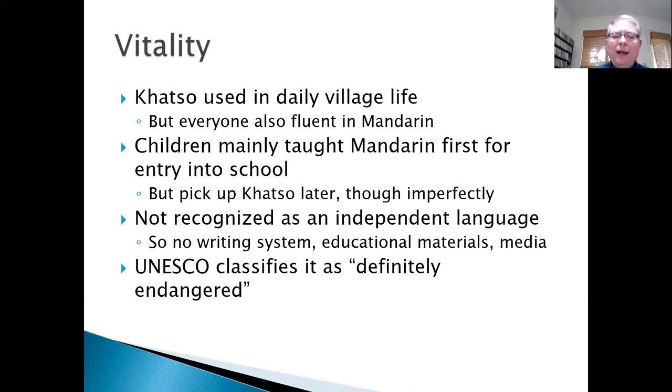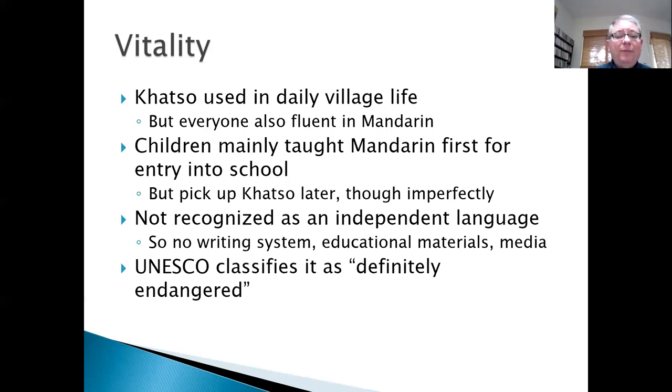Because the language is not recognized as one of the official minority languages in the nation, it does not get any resources to help protect or preserve it. So there's still no writing system for the language. It's not used in school at all, so there are no educational materials, and there is no media in the language. And in fact, the village is, in many cases, very modern.